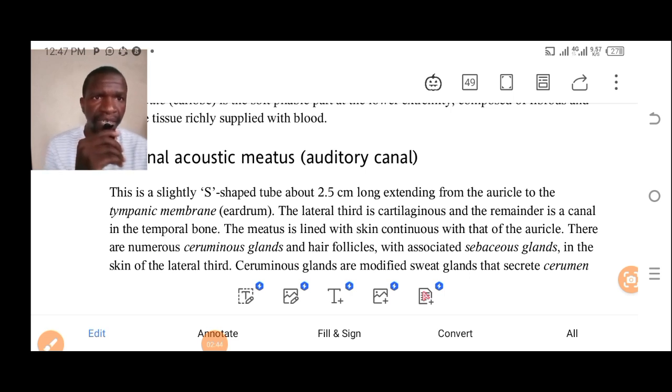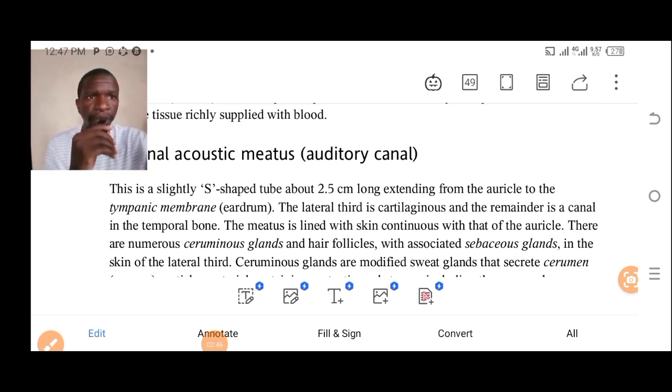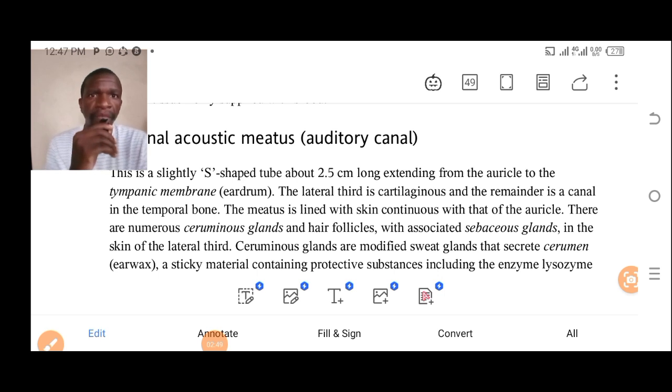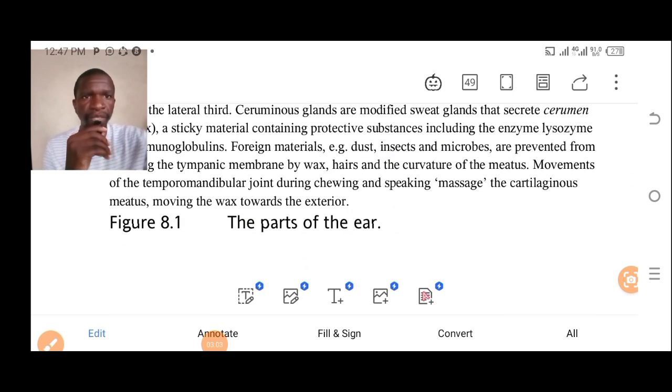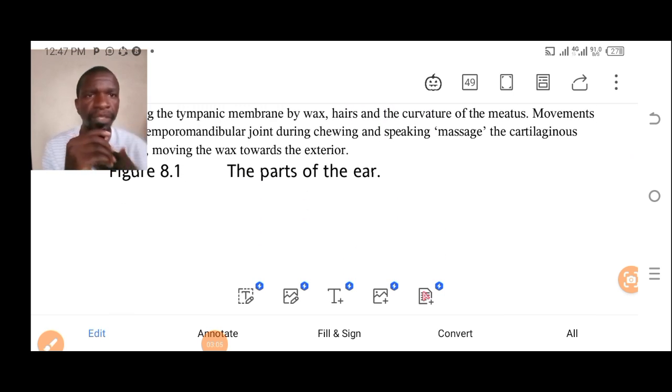The meatus is lined with skin continuous with that of the auricle. There are numerous ceruminous glands and hair follicles. So there are a lot of glands that are called ceruminous glands, and the hair follicles are associated with the sebaceous glands in the skin of the lateral third. So in simple terms, that's the external acoustic meatus.